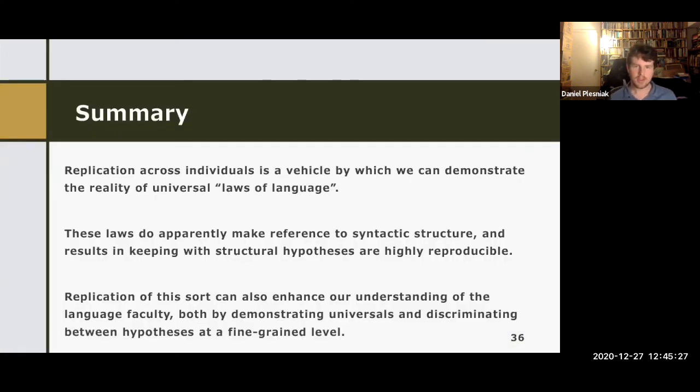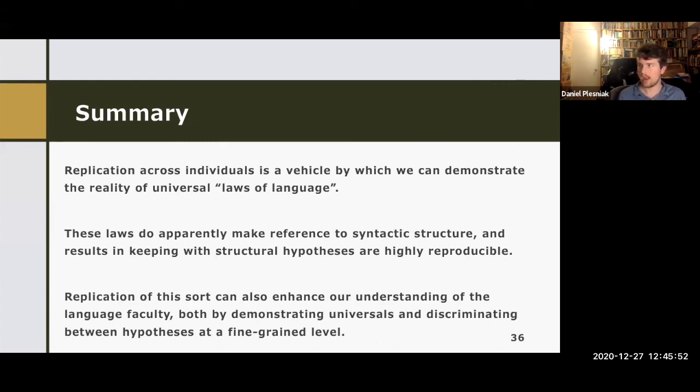So replication across individuals is a vehicle by which we can demonstrate that there really are these universal laws of language. They are not simple laws, they are correlational laws. They are laws that require you to get a handle on variation, but they do exist. And as far as we can see, they are pretty inviolable, which is an exciting result. And even more exciting for us is that they really do seem to make reference to syntactic structure.